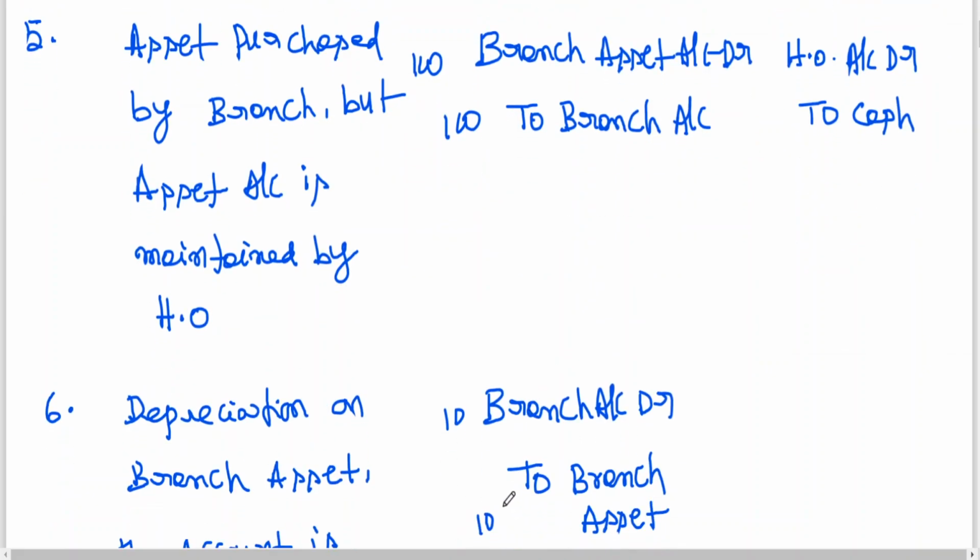The asset value is decreasing. Branch account balance also will decrease. Now, I think branch account shows a debit balance of 90. Branch asset will show a credit balance of 90. Here in the branch account, 100 debit, 10 credit, 90 balance; in the branch asset, 100 credit, 10 debit, 90. Now I think here you have to guess.